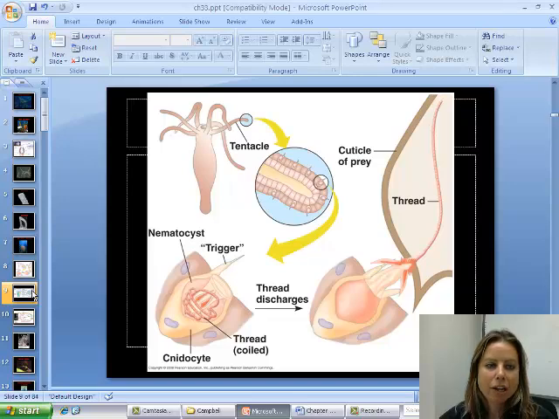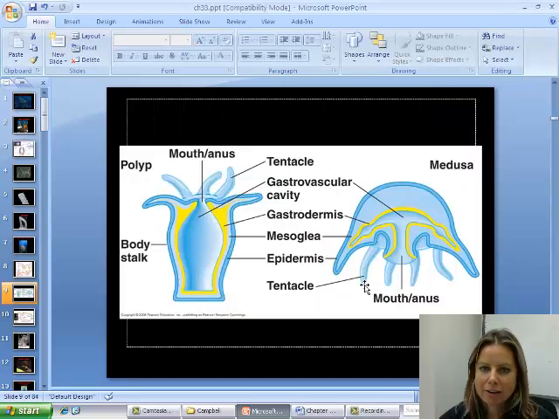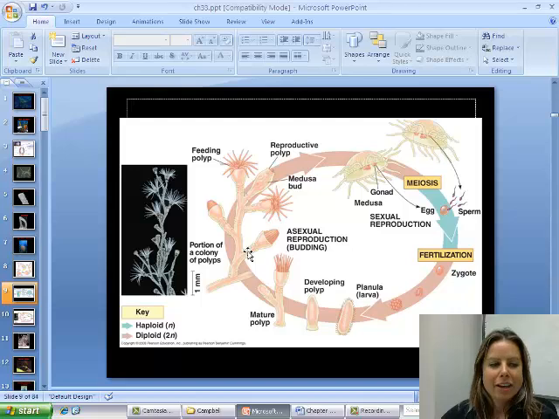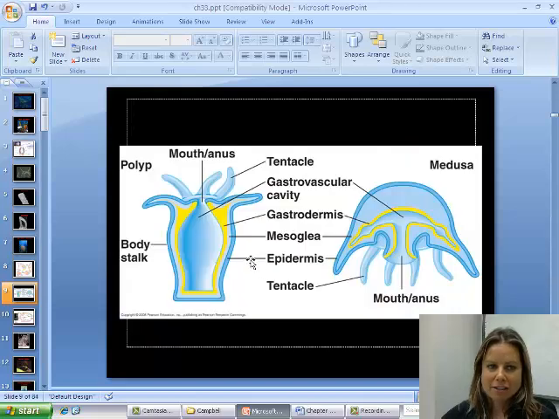Going on to this next slide is going to show you the different life stages that these guys can have. So they can have this, which is going to be the polyp stage, or they can have this, which is called the medusa stage. The polyp looks more like a plant where it's stuck to the bottom and the tentacles are sticking up. And the medusa has that bell shape with the tentacles hanging down, very typical of a jelly. So those are going to be the two forms that they can have.